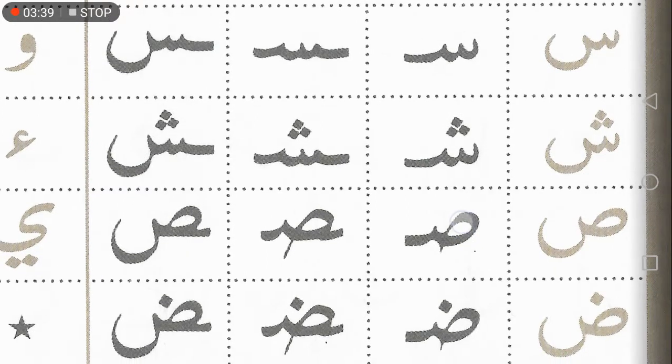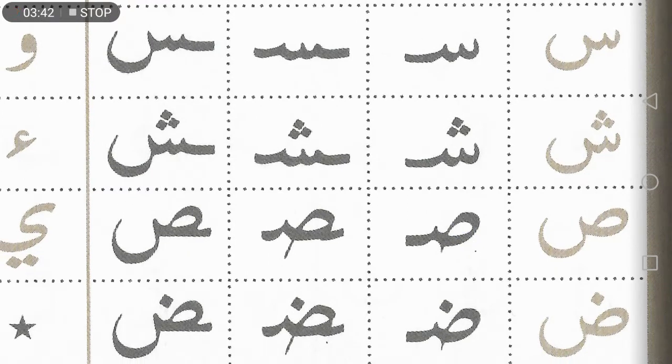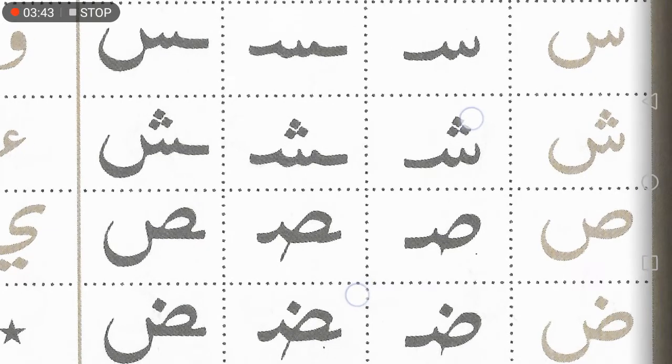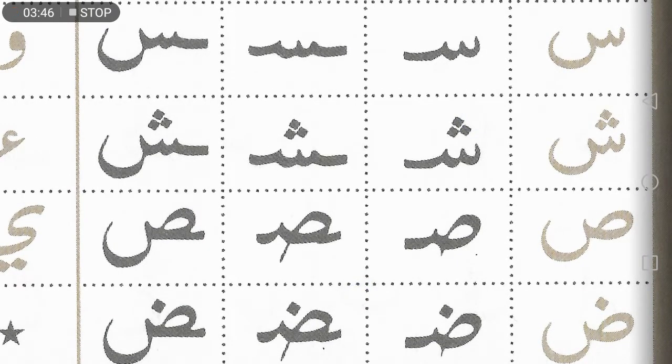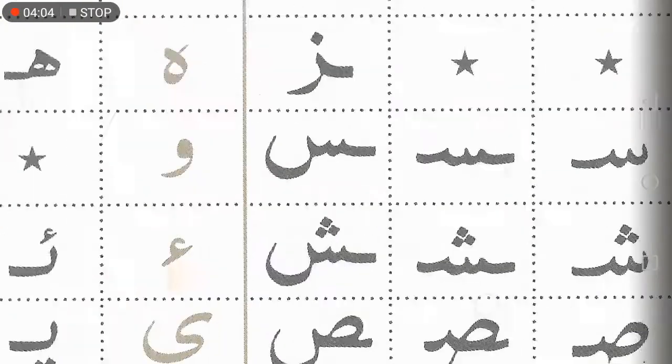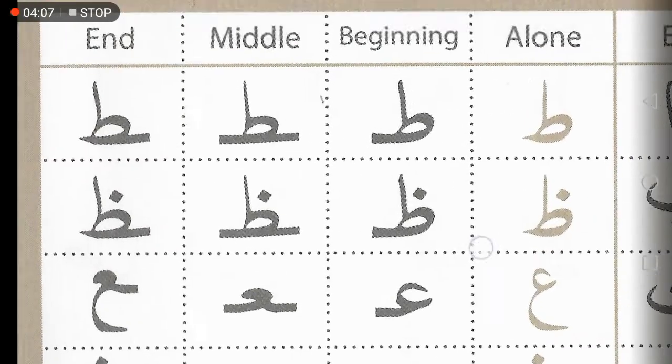The sin, sheen, sad, and dad. So the theme continues where they lose the tail when they come at the beginning of a word. In the middle of the word, you've got these two arms reaching out. Again, there's no tail, and when they appear at the end of a word, they revert back to the capital letter form, but you've got these arms reaching out to the letter before. Okay, and moving on to the other side of the page now.